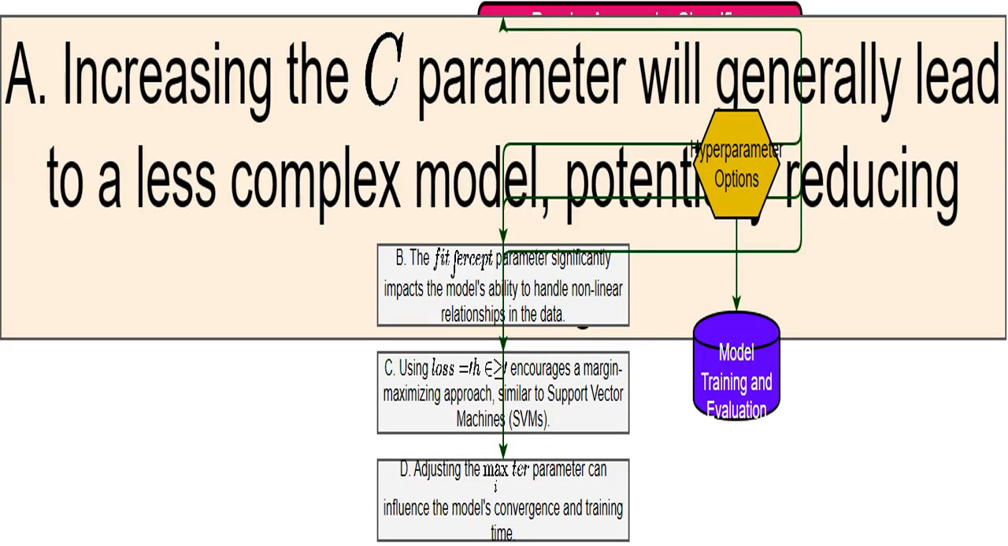The "loss" hyperparameter dictates how the algorithm measures errors during training. "loss" equals hinge means it uses the hinge loss function, which aims to maximize the margin, the distance, between different data classes. This is a key feature of support vector machines, making the passive-aggressive classifier behave in a similar way.